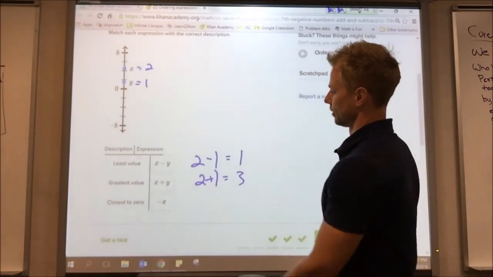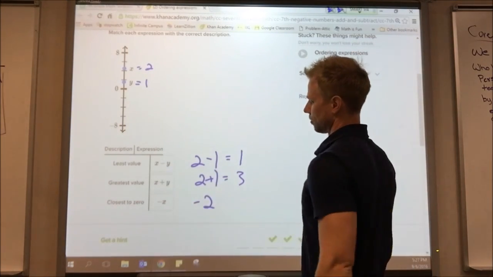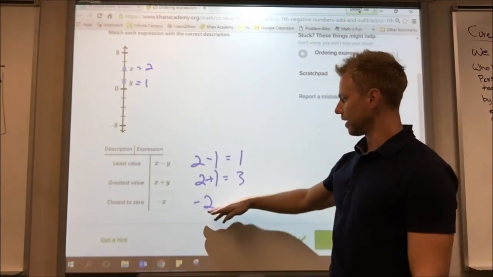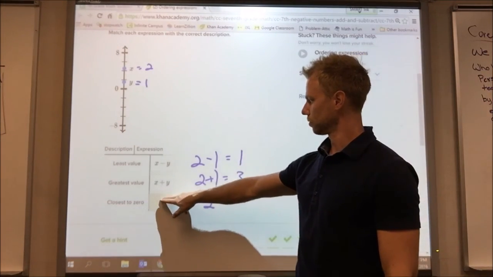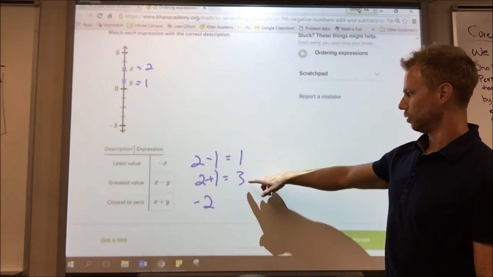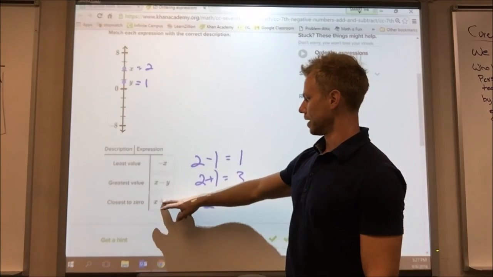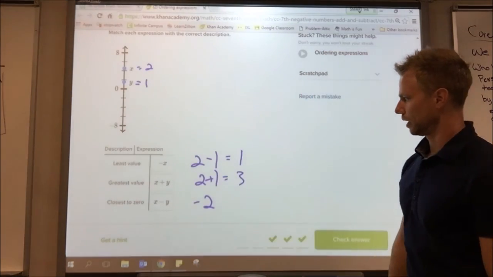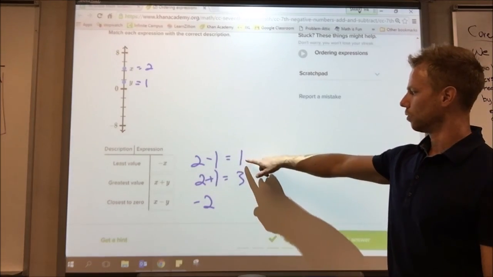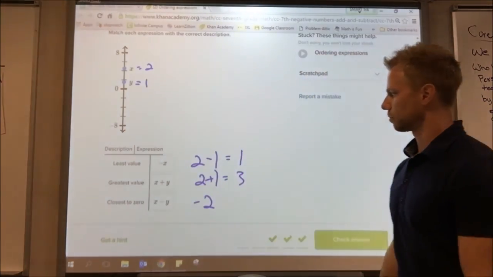Negative x, so it's going to be a -2. Just put a negative in front of that 2. So what's the least value? Would be the -2. So that one has to go up there. The greatest value would be the x plus y. Has to go there. And then the closest to 0 would be 1, which was the x minus y.